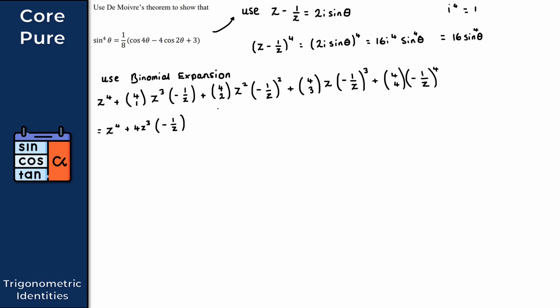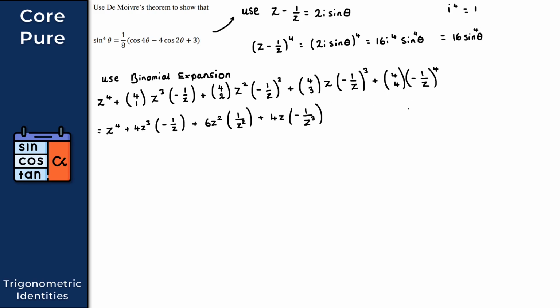Let's just keep going here. So 4 choose 2 is 6. I get 6z squared, and that times minus 1 over z squared just simplifies to give us 1 over z squared here. 4 choose 3 is 4 again. I get 4z. Then we times this by minus 1 over z all cubed, so that gives us minus 1 over z cubed.